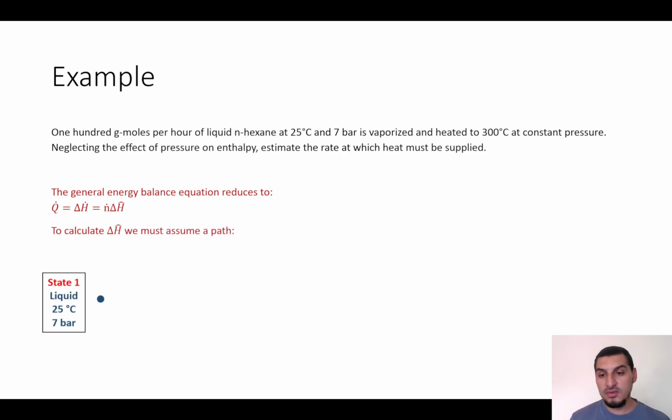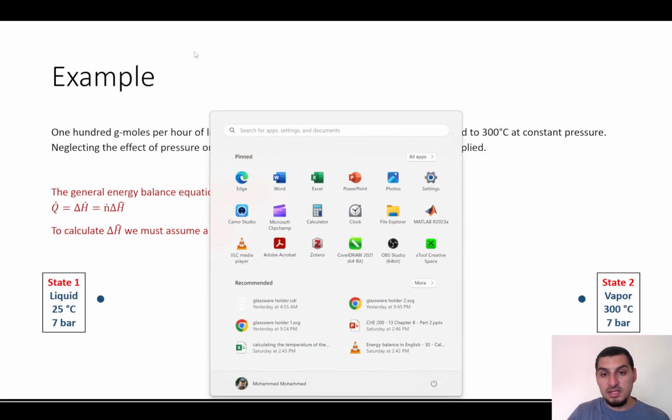So we have liquid, which is state number 1, liquid at 25 Celsius and 7 bars, and we want to convert this into vapor at 300 Celsius and 7 bars. Is this liquid subcooled or superheated? We can know this by checking the boiling point of n-hexane.